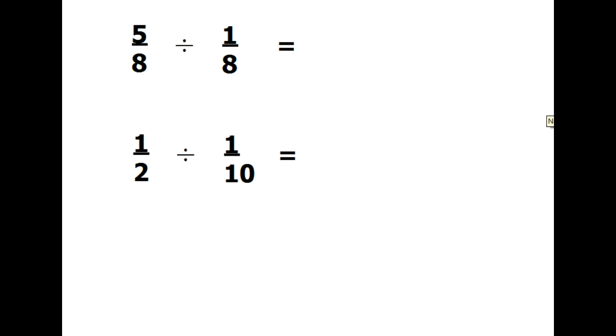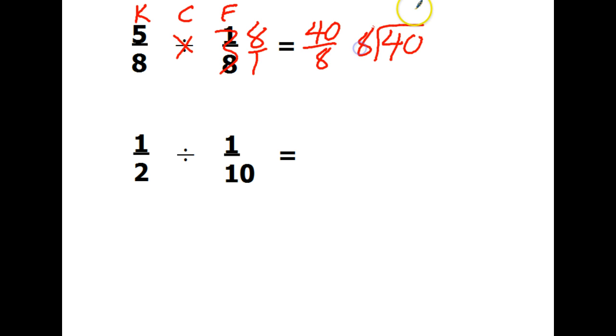Here's a couple for you to try out. All right, remember we're keep, change, flip. Not KFC. Keep the 5/8, change the sign. Flip it over to 8 over 1. 5 times 8 is 40. 8 times 1 is 8. 40 divided by 8, it goes 5 times. No remainder, so it just equals 5.